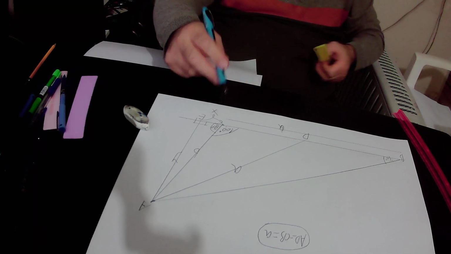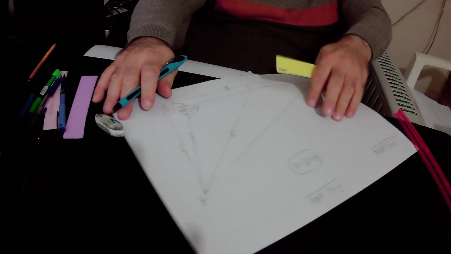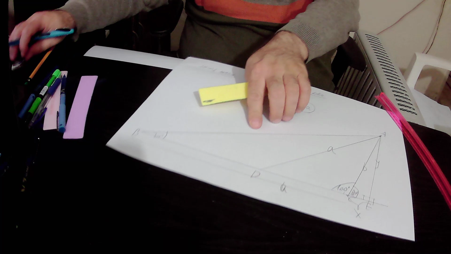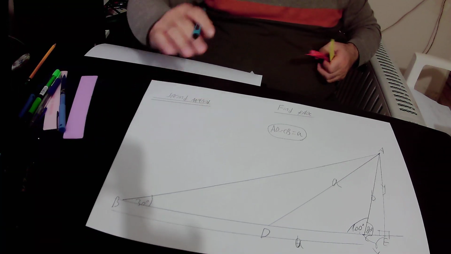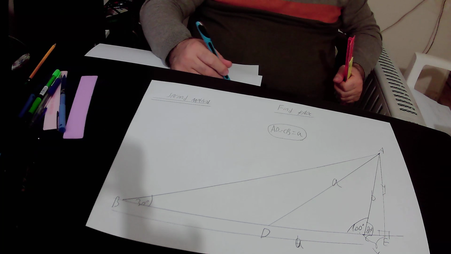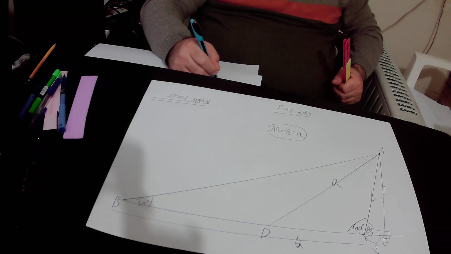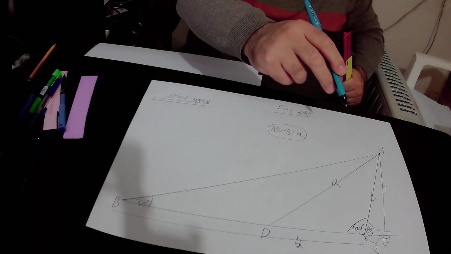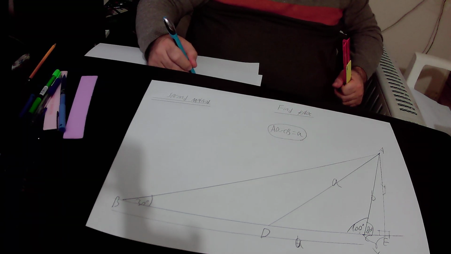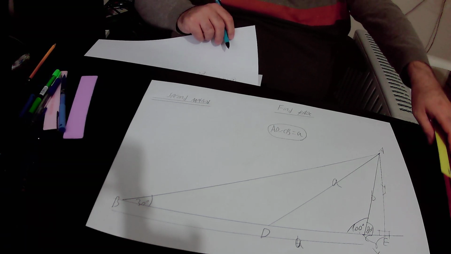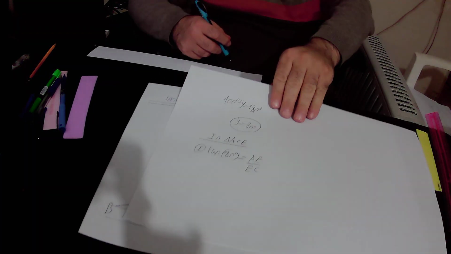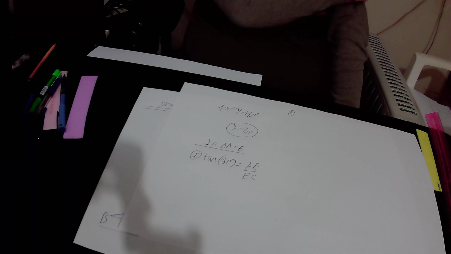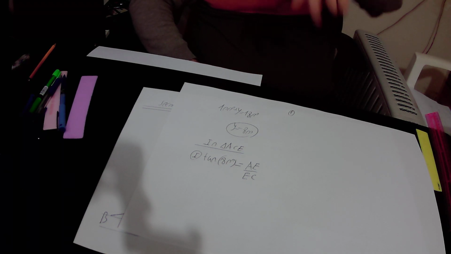On the right triangle, triangle ACE, tangent 80 degrees will be equal to AE over EC. I'll repeat again. On the right triangle, triangle ACE, tangent 80 degrees will be equal to AE over EC.